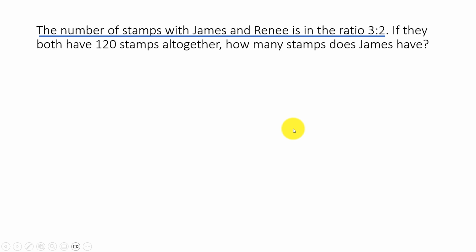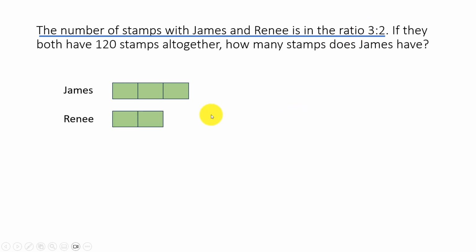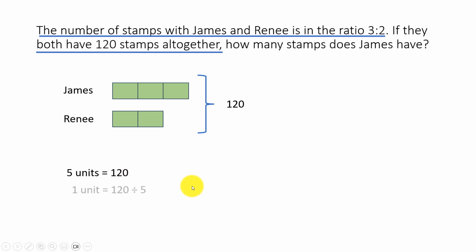So let's draw a model for this statement. James has 3 units and Renee has 2 units. As per the ratio, this is how we represent that ratio in terms of models here. Now if they both have 120 stamps altogether, these two together are equal to 120, which means a total of 5 units is equal to 120. So 1 unit is 120 divided by 5, which is 24.